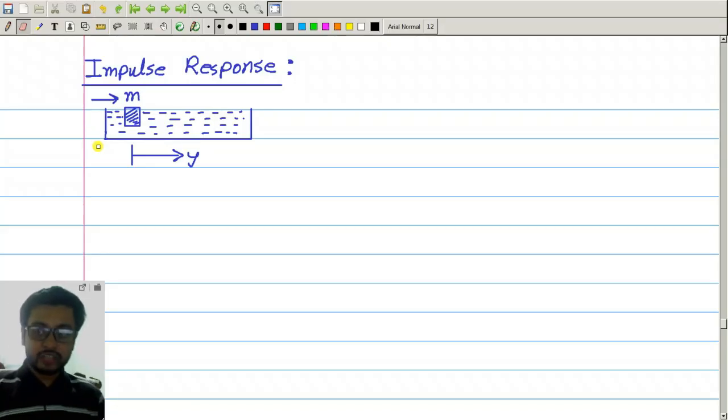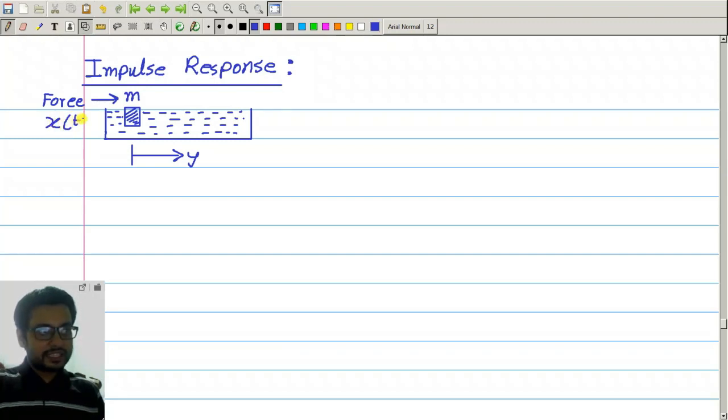Let us now try to explain this experimental observation mathematically. We have this water in a container with this float floating on it. Let the mass of the float be m. The force acting on it from outside is x(t), so that is the external force, and the displacement is denoted as y.